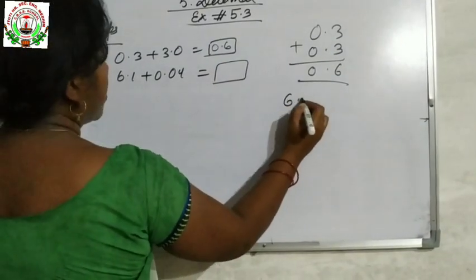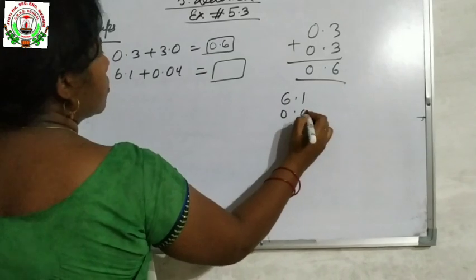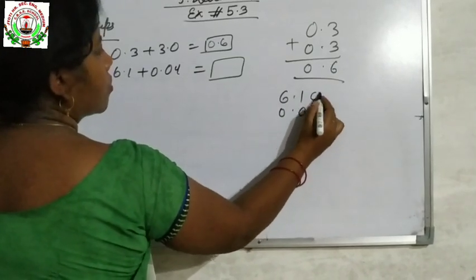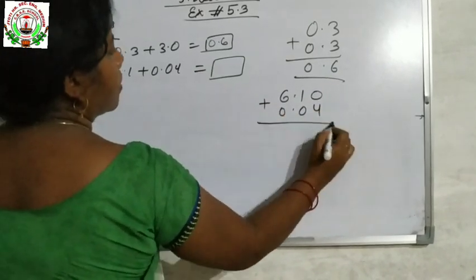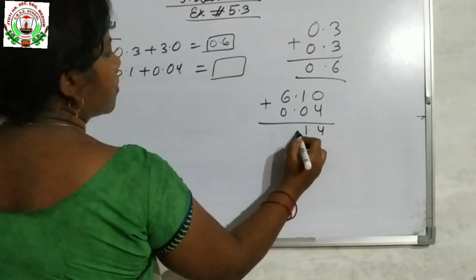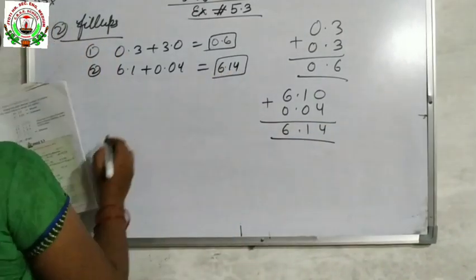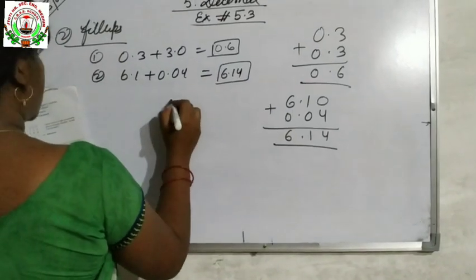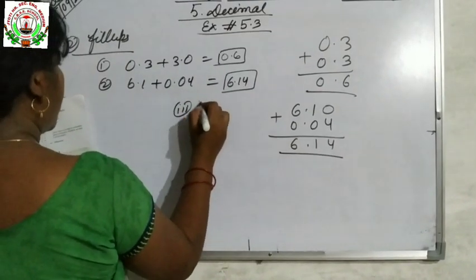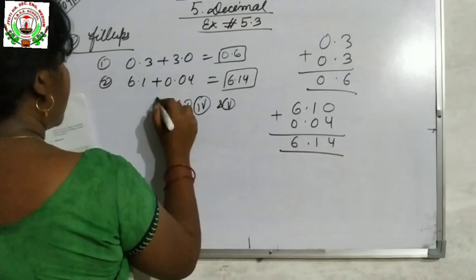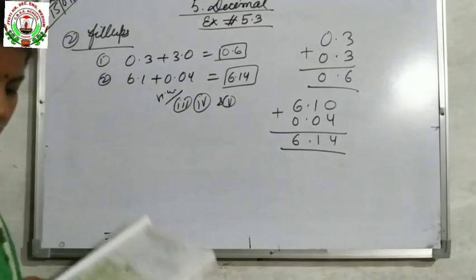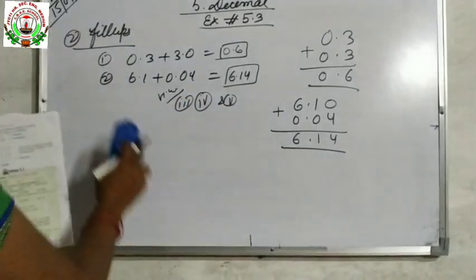Next is 6.1 and 0.04. Here a vacant place is there, so you will put 0. Now add it. 4 plus 0 is 4, 1 plus 0 is 1, 6 plus 0 is 6. So 6.14 is your answer. You will solve these questions, that is 3, 4 and 5. It will be homework. Now the next question you will see, that is your question number 3.